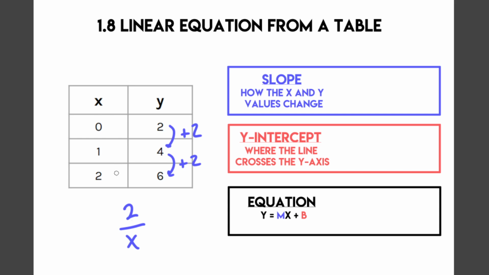For my x value, how my x value is changing from 0 to 1, it's adding 1. And then from 1 to 2, it's adding 1. So my x value is changing by adding 1 each time. So my change in x is going to be a positive 1. And there's my slope. My change in y is a 2. My x is a plus 1. I've got 2 over 1. Bada bing. Bam. Done. Slope.